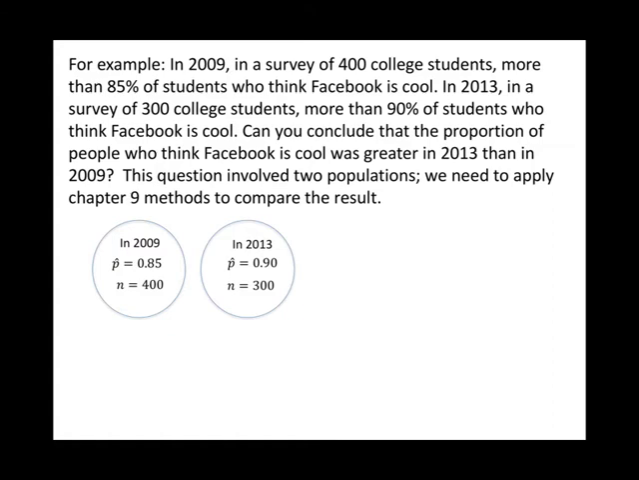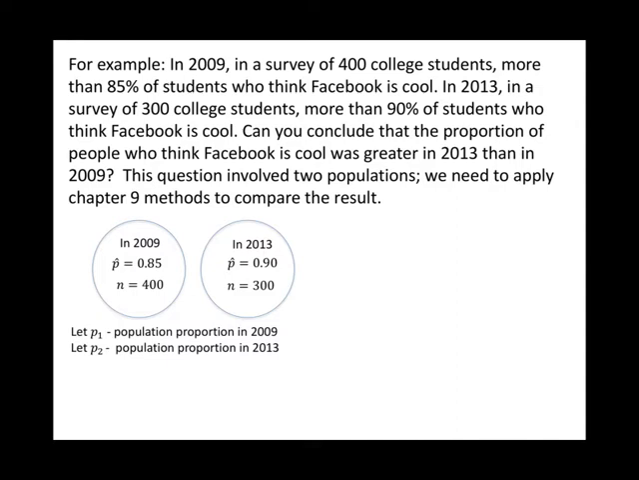So for chapter 9, the first step, I need you guys to remember that. First step, you need to write down which one is going to be your P1, which one is going to be your P2. The P1 here stands for population proportion, okay? So I'm going to let 2009 be my population proportion, P1. And I will let 2013 be my population proportion, P2.